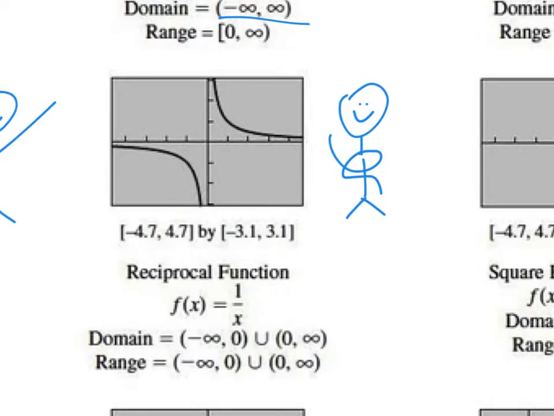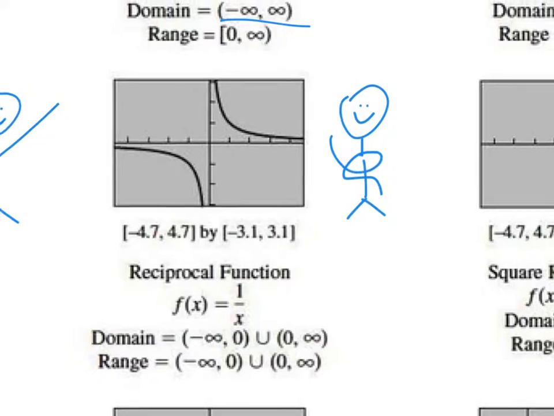I don't know how to draw this. I tried it second period. It didn't really work. Basically, we skip over 0 on this function.